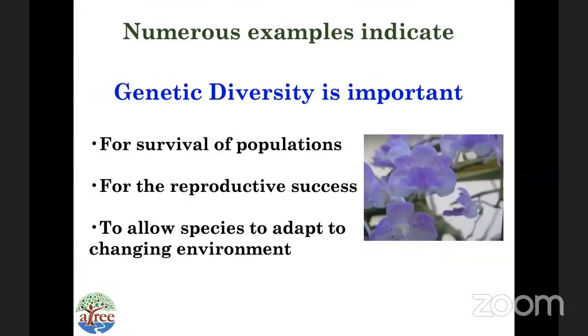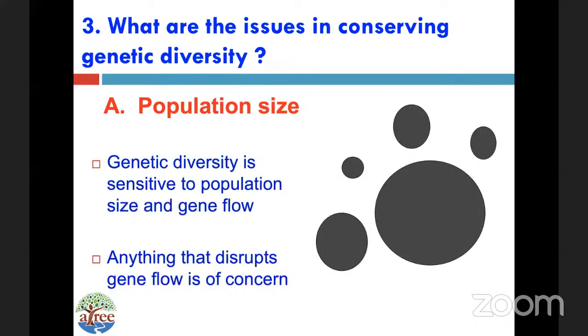So these numerous examples, whether in mammals or birds or insects or now plants, indicate that genetic diversity is important for survival of species, for the reproductive success to happen, and for species to adapt to a changing environment. It could be the Industrial Revolution, which is a man-made change in the environment, or the changing environment that is happening now because of climate change. And for this, only if the genetic diversity exists within a population, within a species, would that species be able to survive. But what are the issues in conserving genetic diversity?